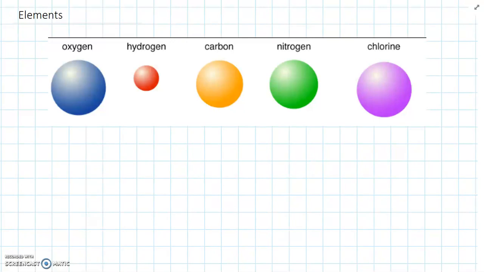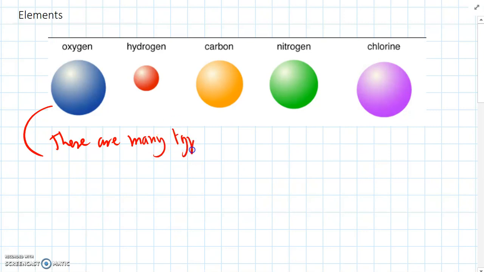Previously, we've learned about atoms and how atoms can join together to make molecules. Now we're going to look at the fact that actually there are lots of different types of atoms. And we can see in our picture here, we've got 5 different atoms. So there are many types of atom.